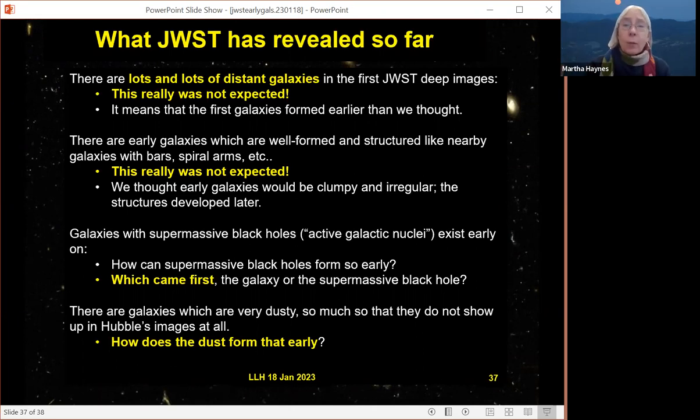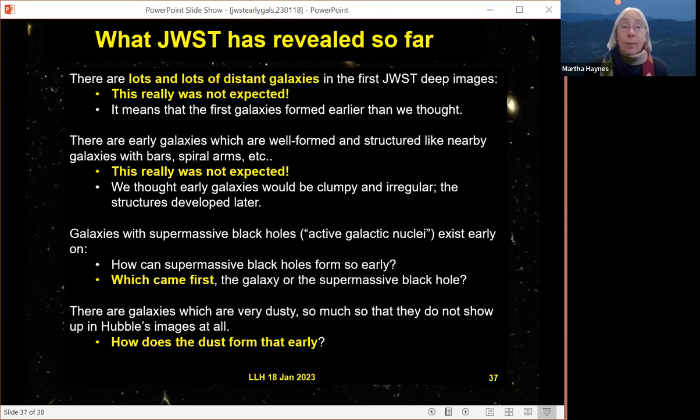So it also leads to the question, if these supermassive black holes existed so early, which formed first, the black hole or the galaxy? And frankly, we don't know the answer to that because we don't understand how these supermassive black holes could have formed.